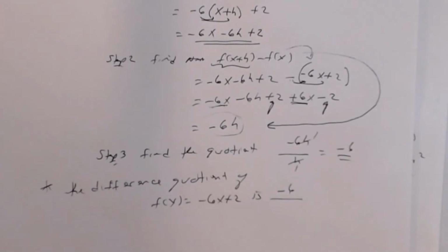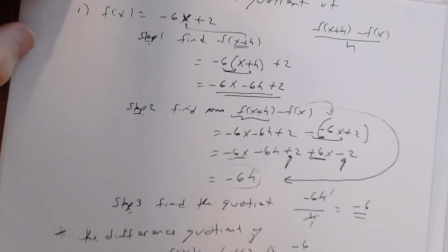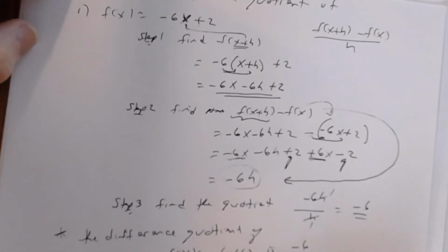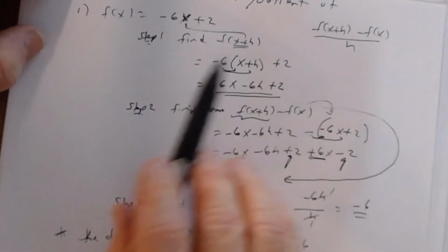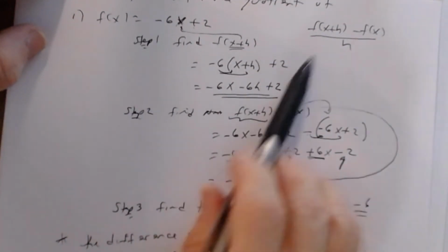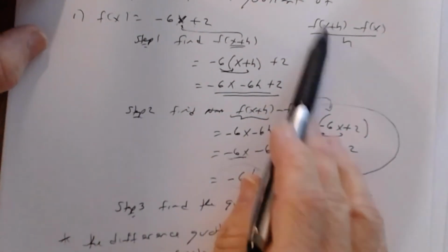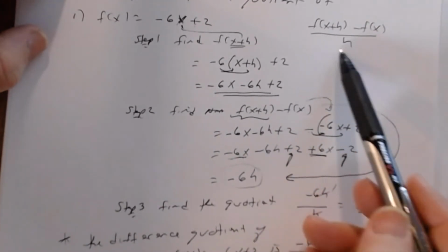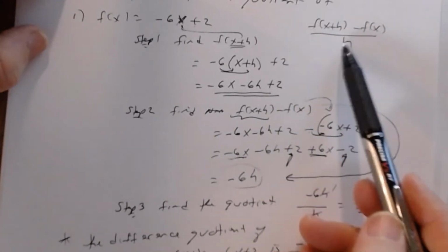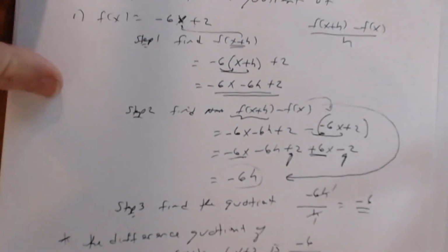All right. But notice it is important when you do the worksheets, and when you take the test, that you do this in steps. It is important that you think of this in terms of steps. Step 1, find f of x plus h. Step 2, find the numerator now. And then step 3 is find the quotient. So whatever you found in step 2, you divide by h. And then simplify if you can, reduce. Okay? All right, now let's look at a quadratic one.